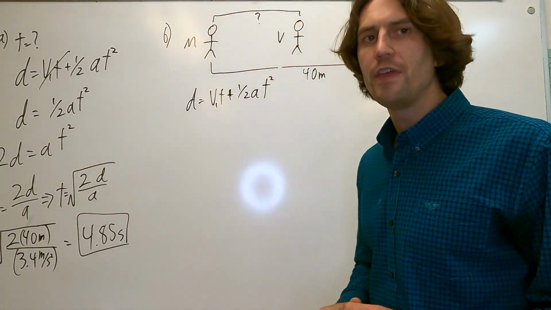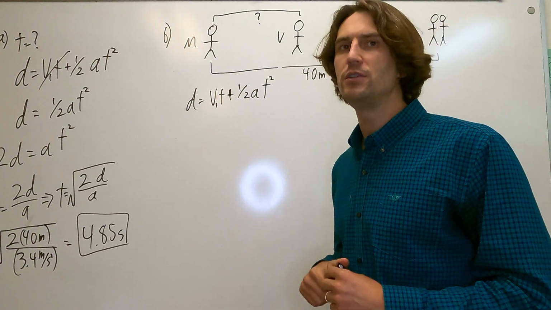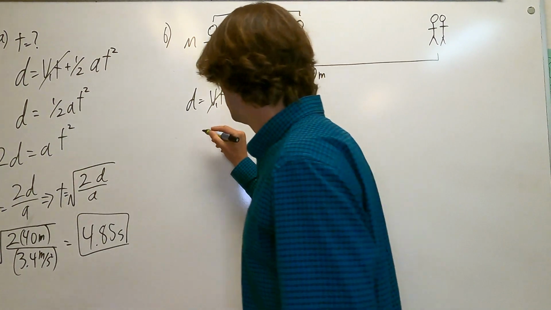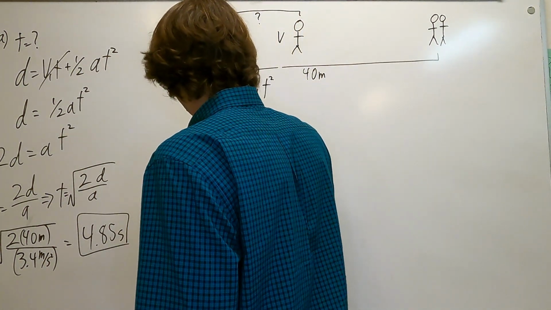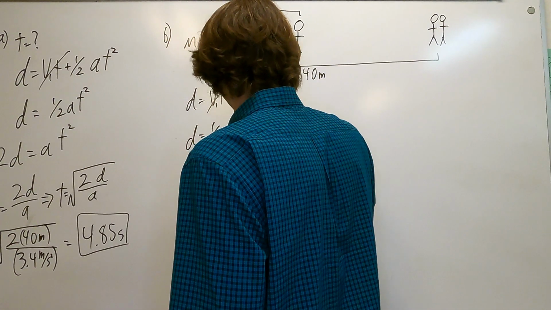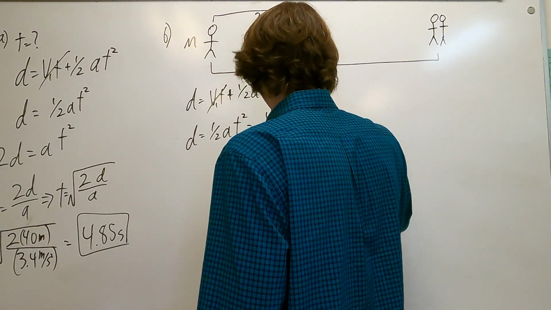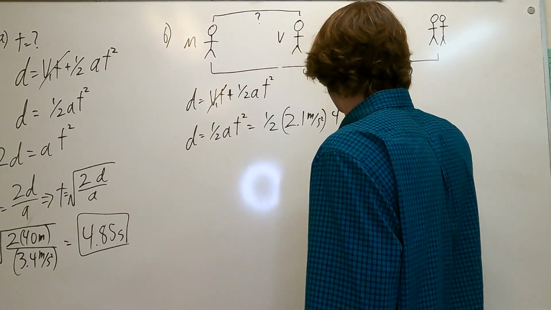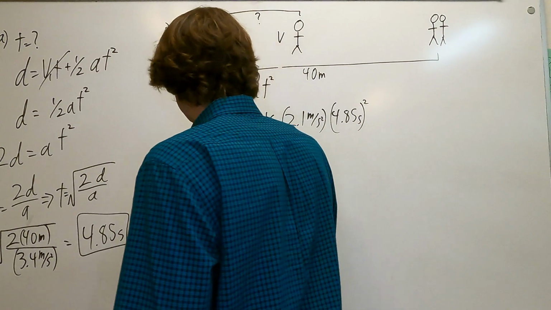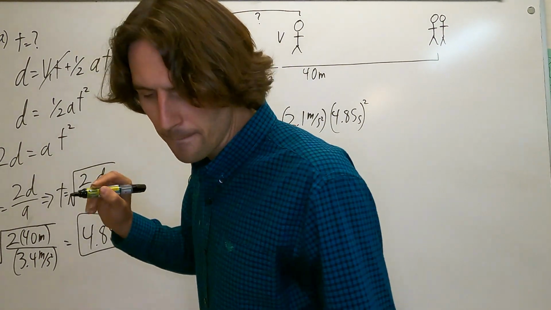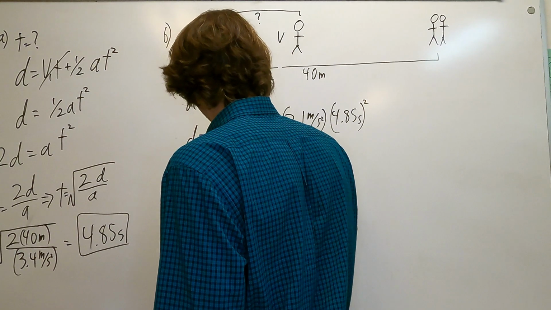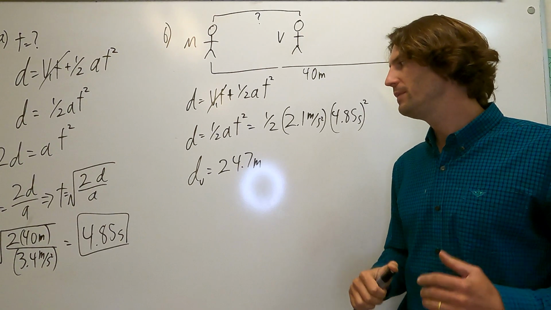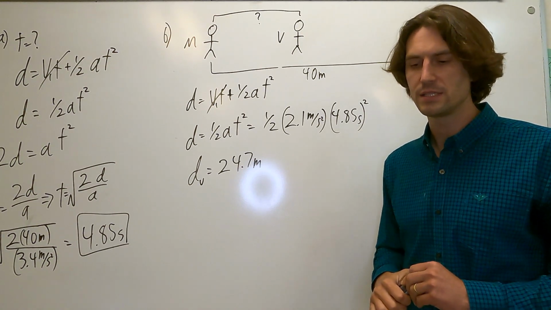However, this time I'm going to solve things for Victor, so I want to make sure I'm using the acceleration of 2.1, not the acceleration of 3.4. I can ditch the V1 term. D is equal to 1/2 AT squared. I can plug in some numbers. So we get that in the time it took Mikhail to travel 40 meters, Victor traveled 24.7 meters.